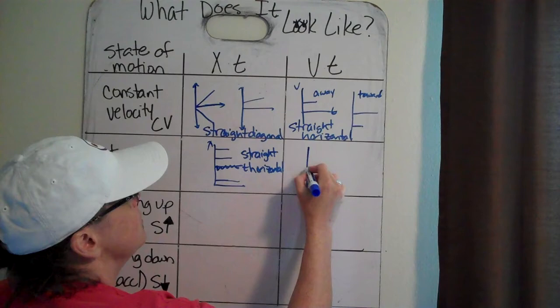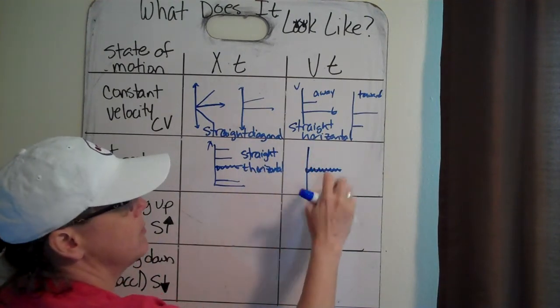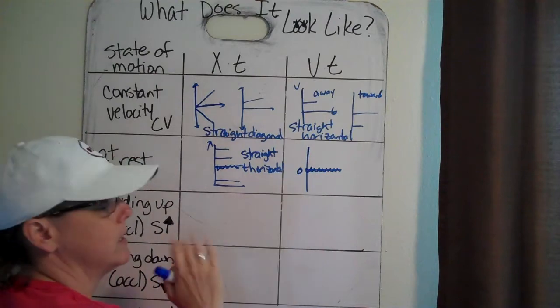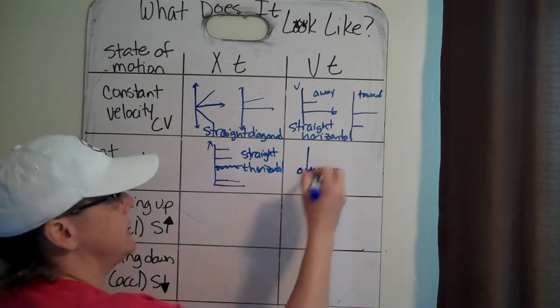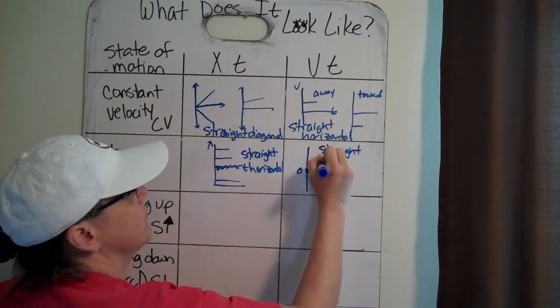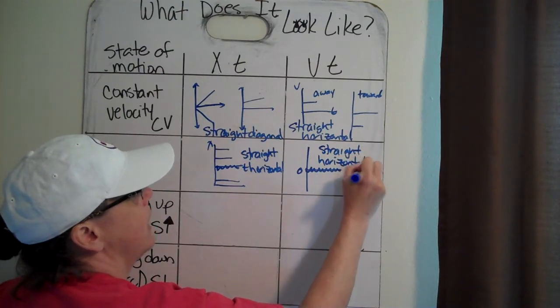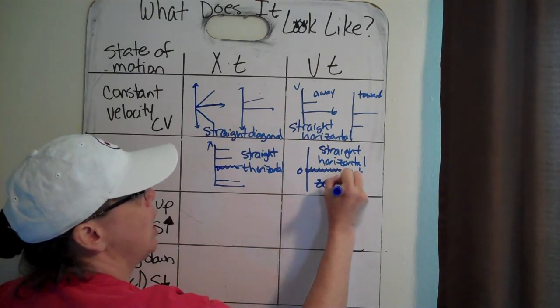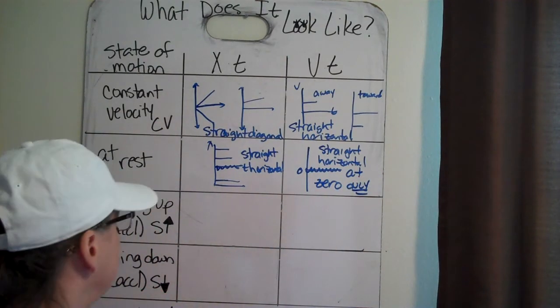If we have an object that's at rest on a velocity time graph, then the only place we can put it is at 0, right there. That's the only spot. It's got to be straight horizontal, but only at 0. Very important, 0 only.